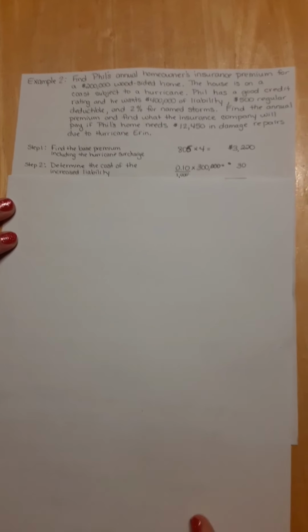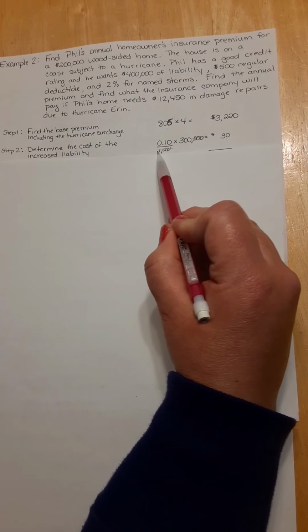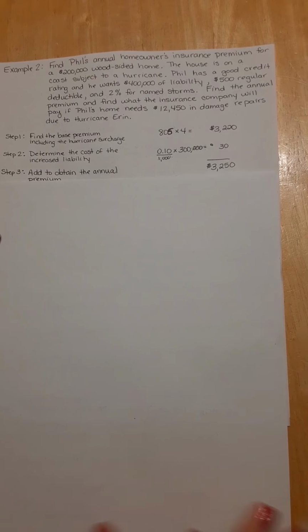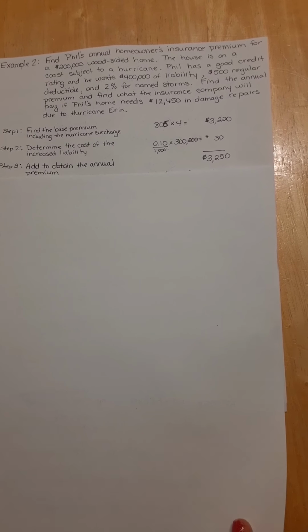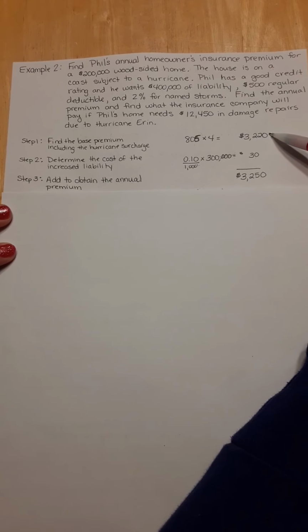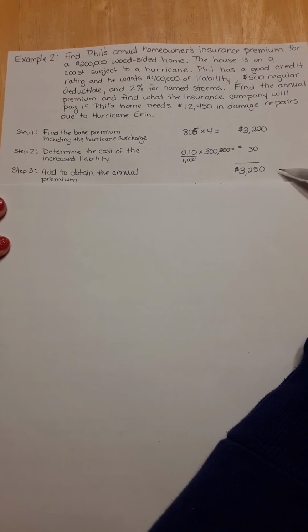You might see it in your book, how they wrote the shortcut without explaining things. That's what they did, is they just canceled out the thousands here. And so they multiply 0.10 times 300. Okay, now let's keep going. Step 3 says now add them together. We've got our extra cost for liability and our standard deductible. Add them together to find what the annual premium is.